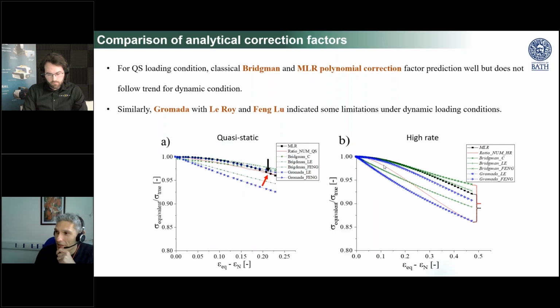But when we look at high strain rate, and here I'm looking at a high strain rate experiment on a pristine sample where the difference is maximum, we can see that there is a discrepancy between the different correction factors and the experimental data that again confirms that there is an effect of strain history and an effect of the adiabatic heating on the stress distribution. So when we look at this data, we said, okay, let's see if we can modify one of the correction factors to take these factors into account.